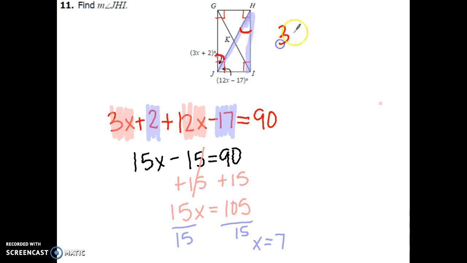So that's exactly what I'm going to do. I'm going to say 3x plus 2. And then I'm going to substitute the x that I know. So I'm going to say 3 times 7 plus 2. That does give me 23. So I know this angle right here ends up being 23 degrees, which of course the alternate interior is also congruent. So that is also 23.